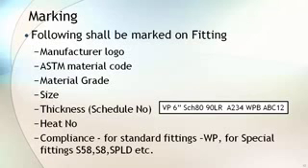Once the fittings clear all the inspections, they should be marked as per the standard requirement. The standard mandates that each fitting shall be marked with manufacturer logo, ASTM material code, material grade, size, thickness, heat number, and the compliance for the standard, such as WP for standard fittings and AS58 for special fittings. In case of tee and reducer, the size and thickness of both end and run pipe shall be marked.